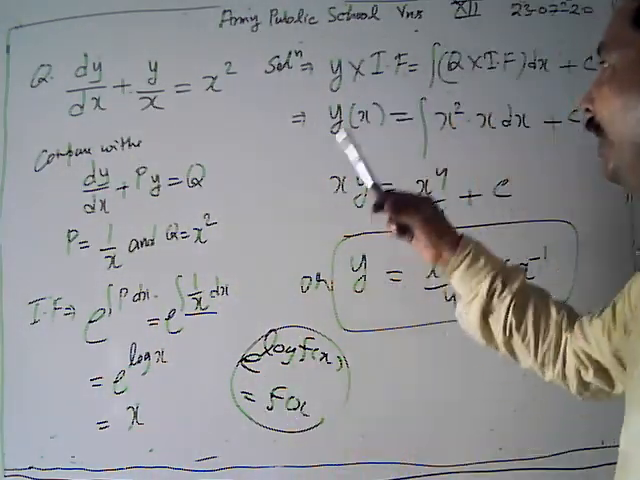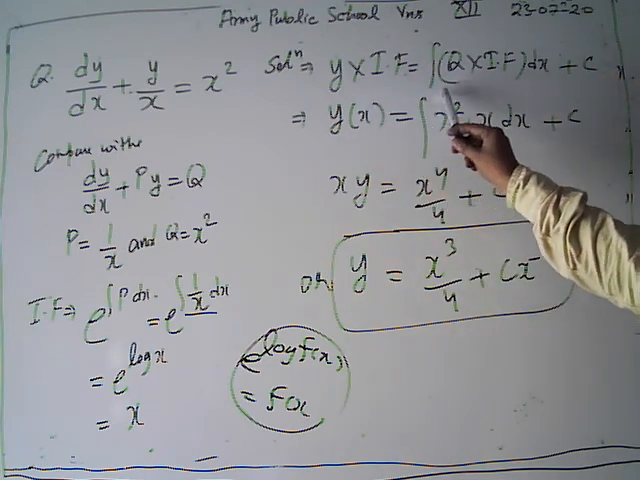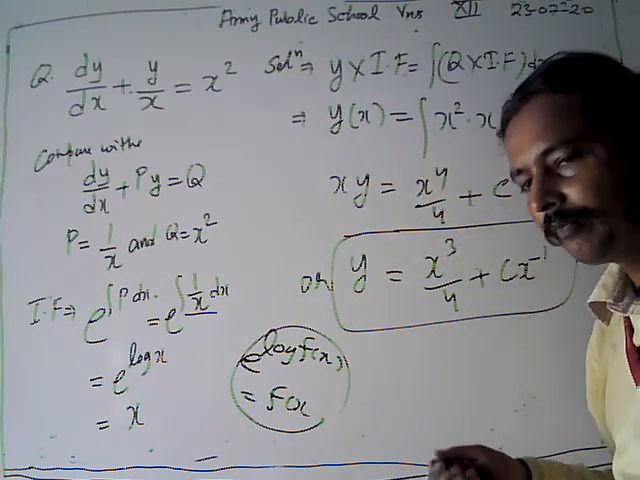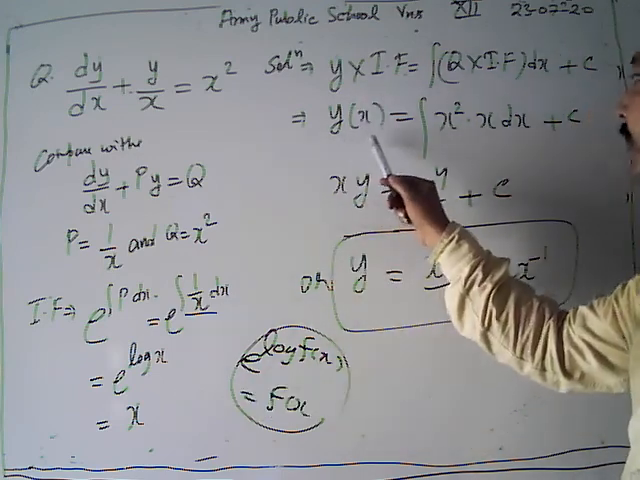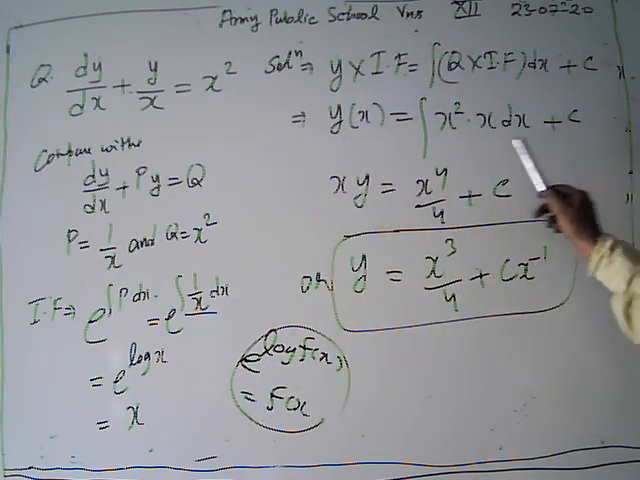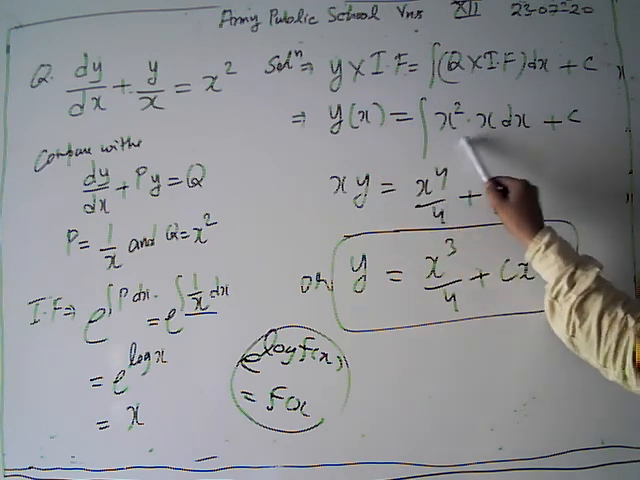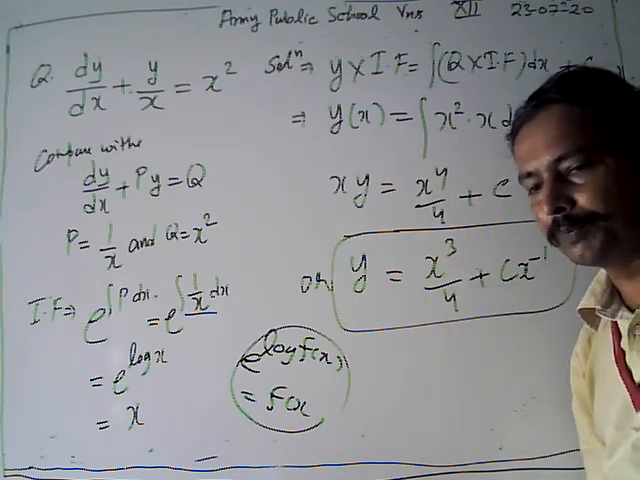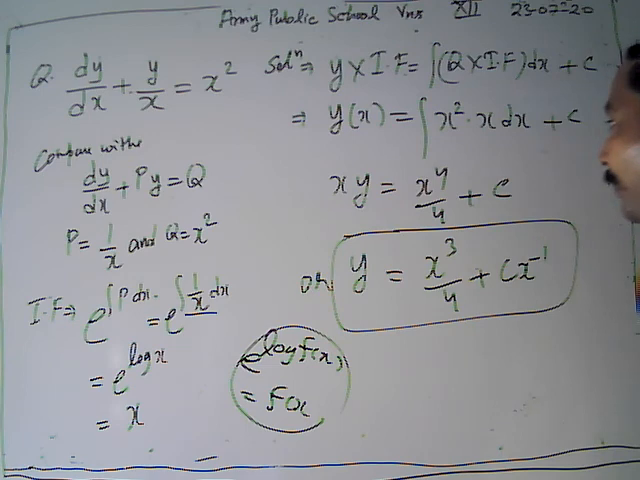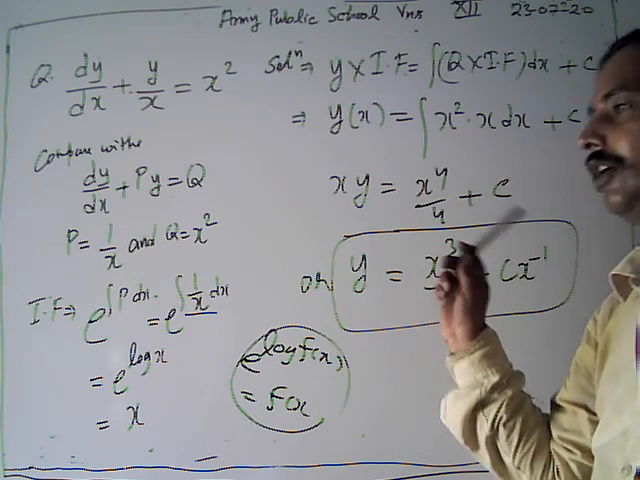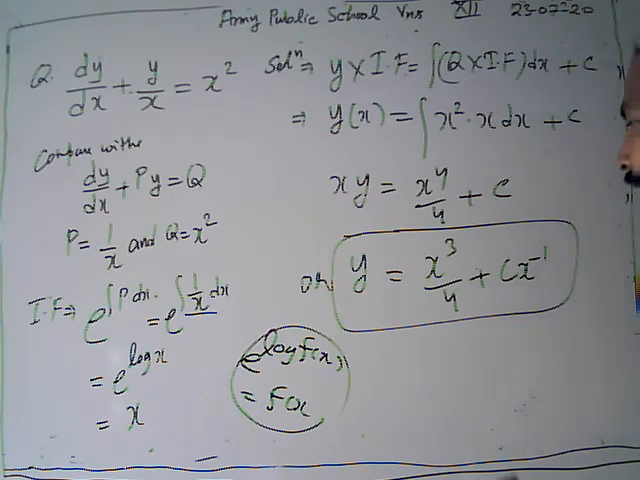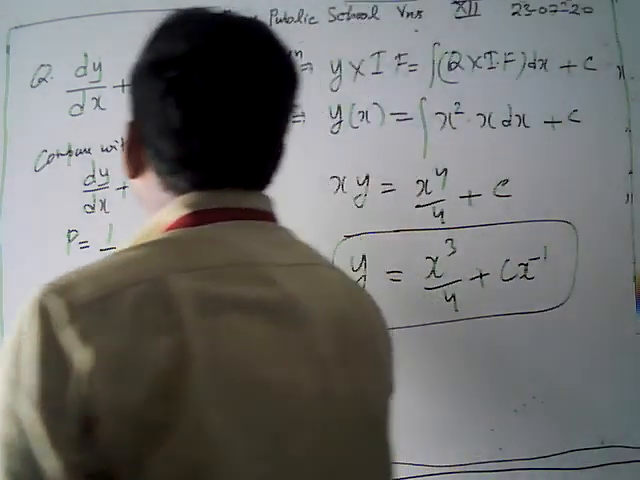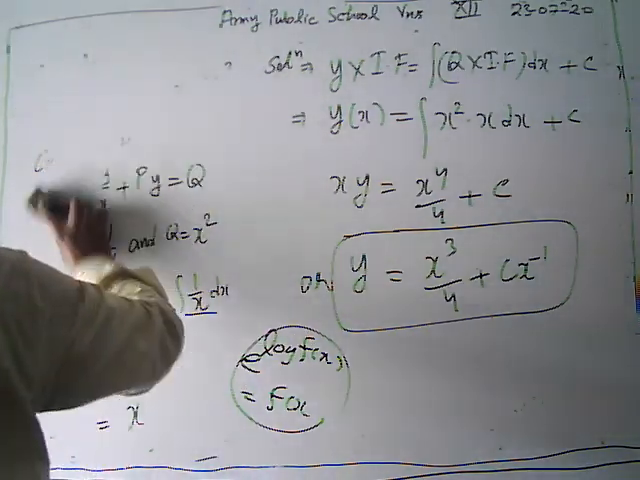It's given by y into IF is equal to integration of Q into IF dx plus c. Our IF is x, so y into x equal to x square into x dx plus c. x y equal to integration of x to power 3, which is x to power 4 by 4 plus c. Dividing all the terms by x, we get our required solution: y is equal to x cube by 4 plus c by x, or c x to power minus 1. This is our required solution.